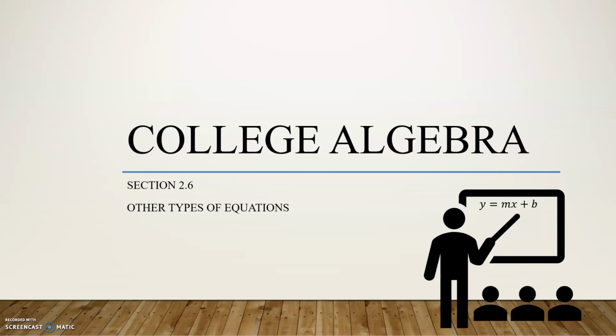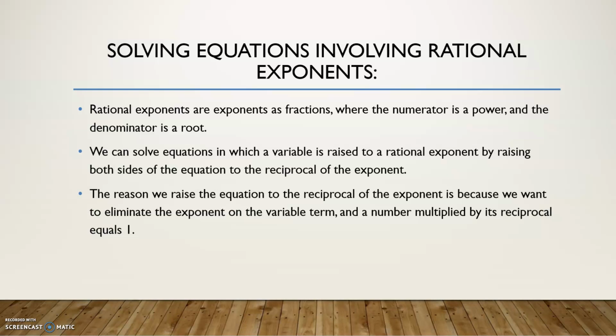Okay, this is section 2.6. We're looking at other types of equations. So first we'll look at rational exponents. Rational exponents are exponents as fractions, where the numerator, or the top number, is the power and the denominator, or the bottom number, is what we call the root. Kind of like when we say square root or cube root. We're talking about that kind of root right there.